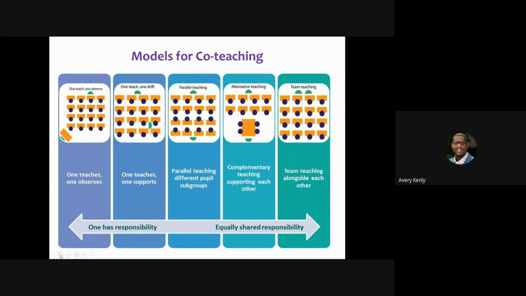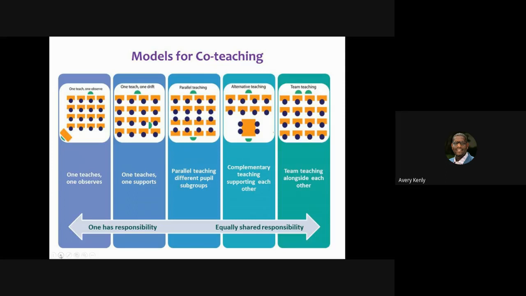Now, there are 6 different models of co-teaching. As you can see from the presentation, there are 5 that are listed, and I will talk about the 6th one in just a minute. So as I go through each one, please take note. First, you have one teach, one observe. In this particular setting, you have a teacher that takes responsibility for teaching the majority of the class, while the other teacher observes the class by taking notes on behavioral issues or progress, as well as any academic issues.